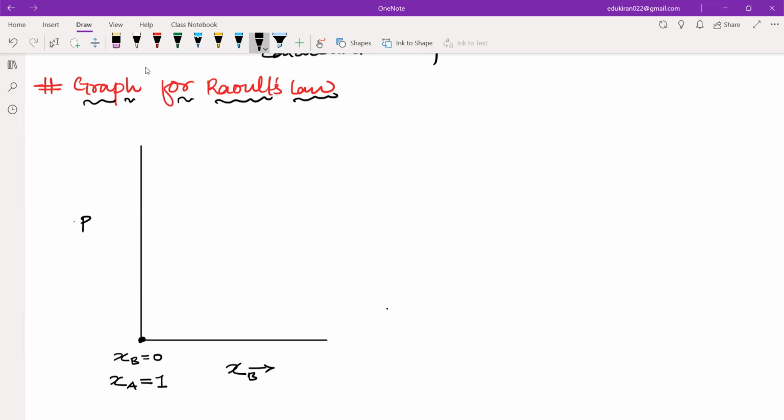That means what do you have? You have pure solvent, yes or no? Please tell me, all of you. You have pure A. And we all know the vapor pressure of pure A will be equal to P naught A, correct? That means on the x-axis we have 0. On the y-axis, let us put a point here. Let us say that this point is representing the P naught of A. All of you clear?